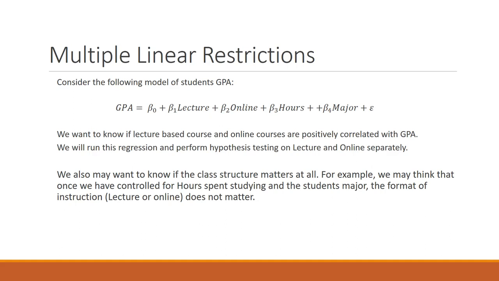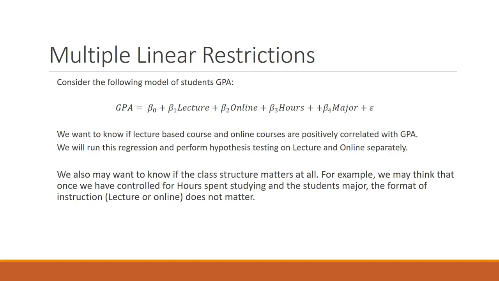Now, we might be interested in doing more. So let's use the same example. I've got these two variables, and these two variables proxy for different kinds of instructional forms. One is in-class lecture and one is online. Now, in the last example, I wanted to know whether they are different. Is there a difference between the relationship between GPA and beta 1 and the relationship between GPA and beta 2? But now I might ask the question, does the format of instruction matter at all?